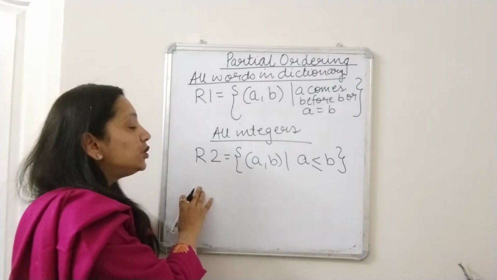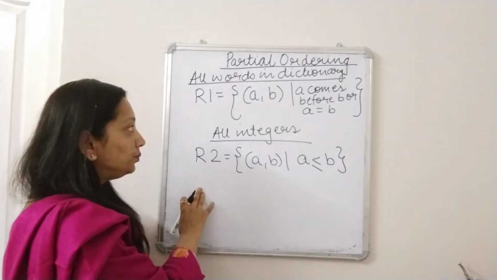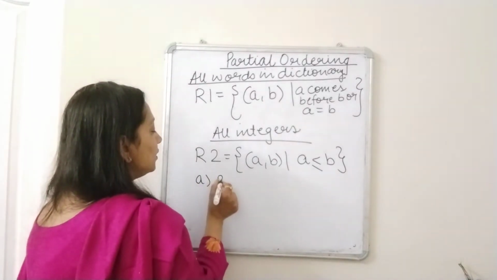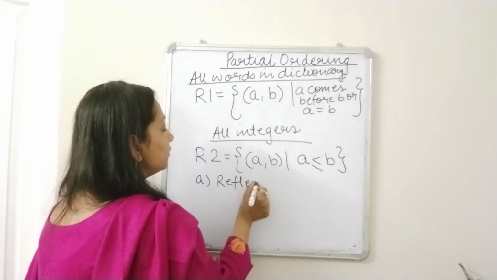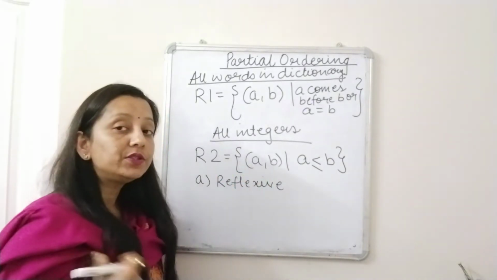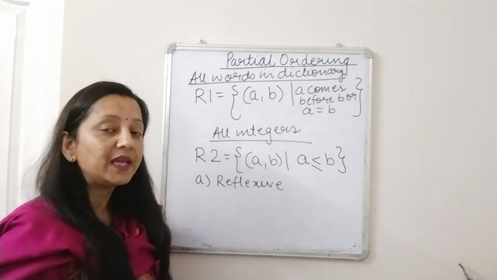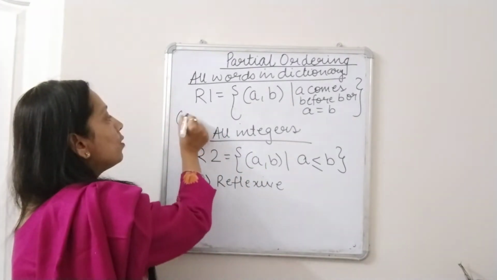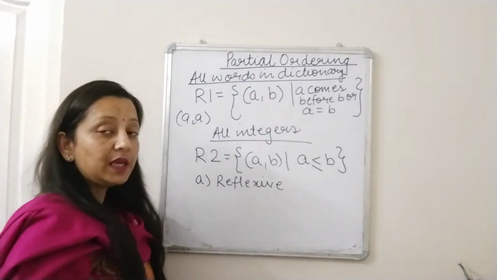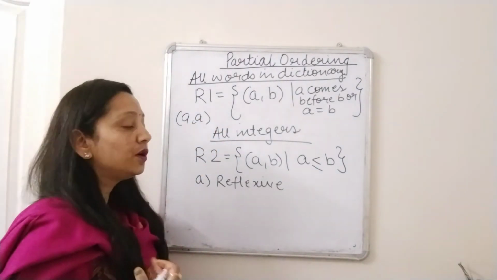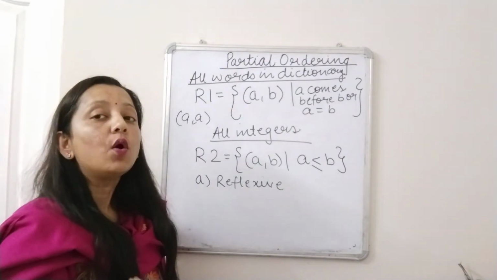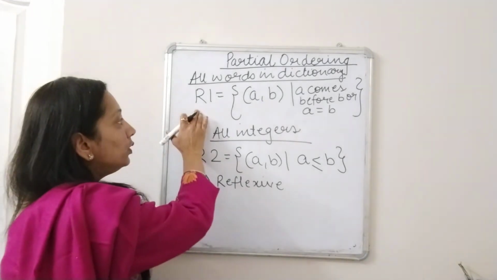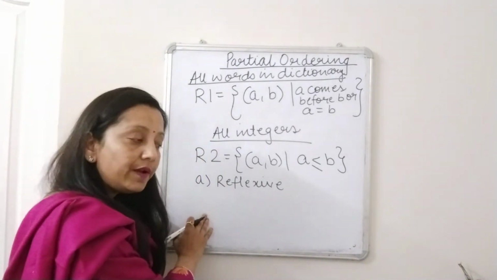Now if we look at these two relations R1 and R2, we can see that first of all these relations are reflexive. Why are these relations reflexive? They have become reflexive after adding the ordered pair A comma A to both these relations. So we can clearly see that both these relations have now become reflexive.